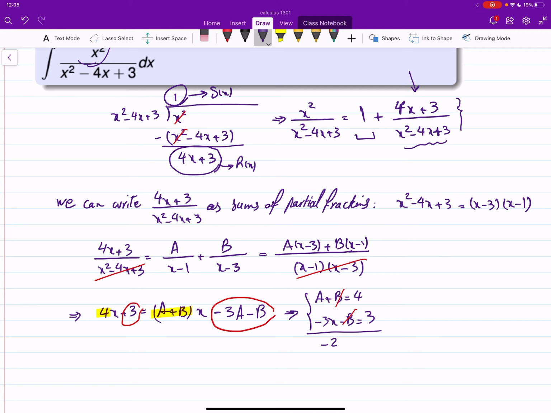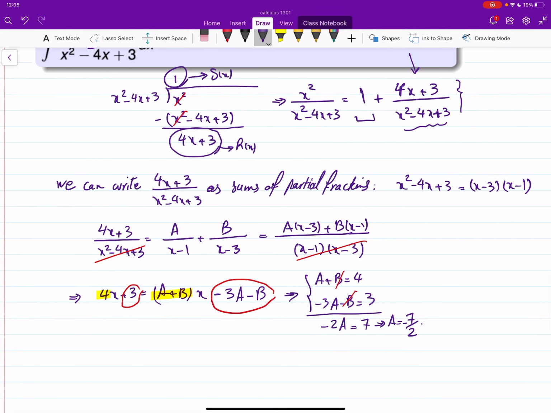As a result, I will get negative 2a. Oops, why do I have x there? It should be 3a. So if we do that, negative 2a is equal to 7. That means that a must be equal to negative 7 over 2. If I add it to b, then it must be 4. So this way, b is going to be 4 plus 7 over 2, which is 15 over 2.